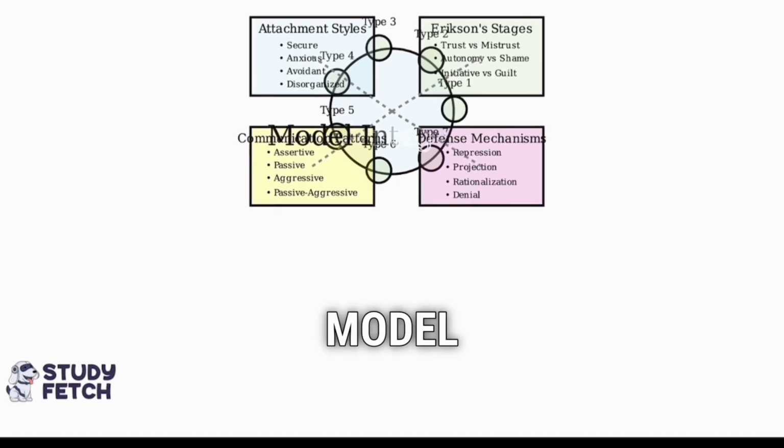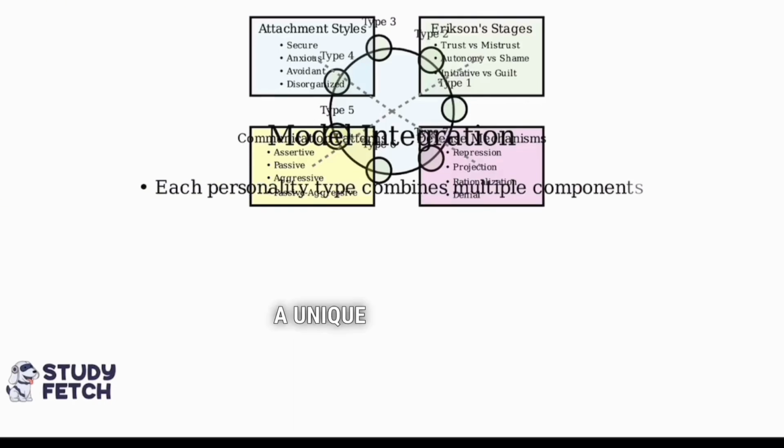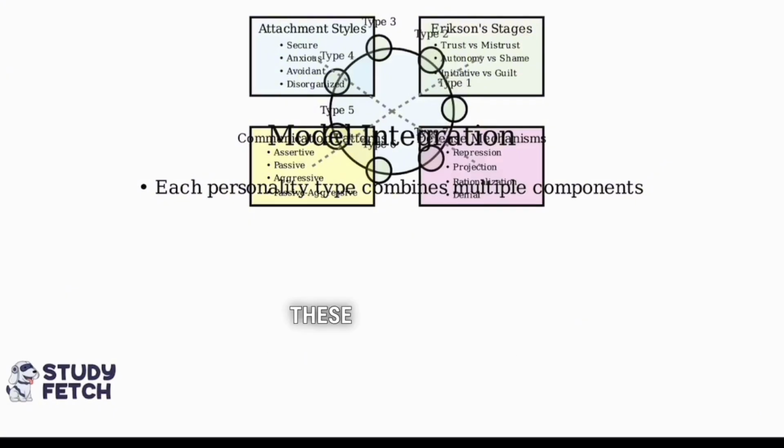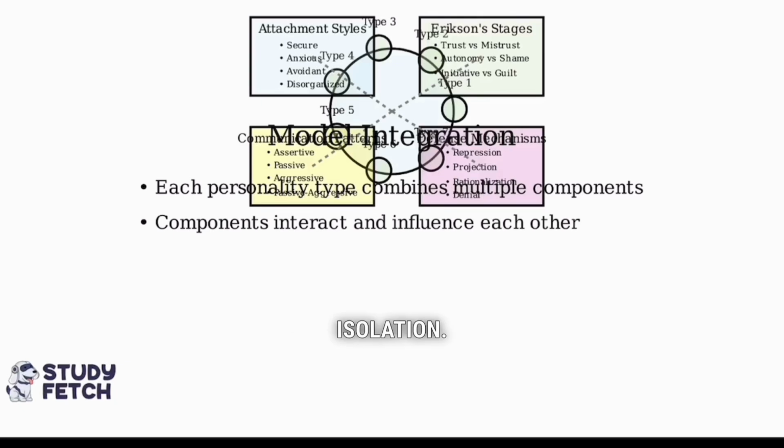The power of this model lies in its integration of multiple psychological dimensions. Each personality type represents a unique combination of these components, creating distinct patterns of behavior and interaction. These components don't exist in isolation. They constantly interact and influence each other throughout our lives.